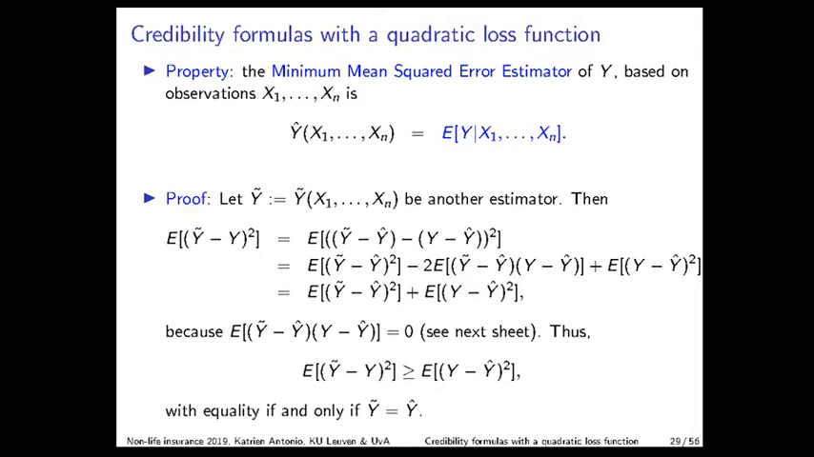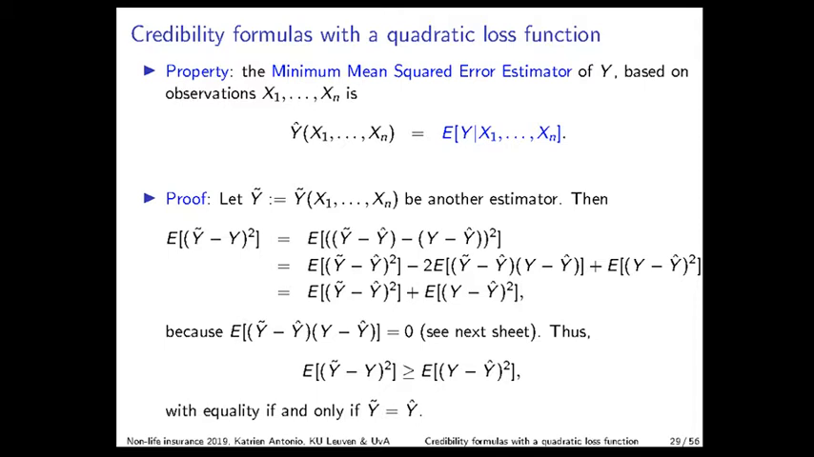Working out the square, the expression in the second equation results. And here we can show that the middle term in this expression, that is, the expected value of the product of y tilde minus y hat and y minus y hat, will be 0. And we will show this result on the next sheet. Putting things together, we conclude here that estimator y tilde must have a higher mean squared error than the estimator y hat for the random variable y.